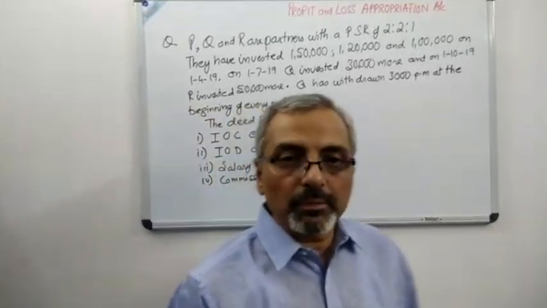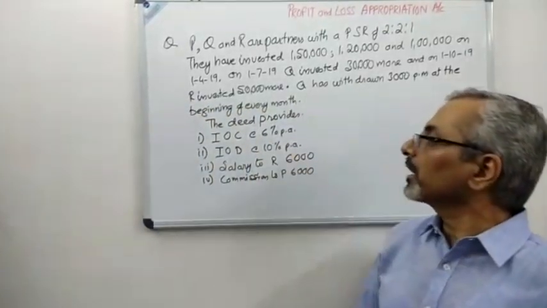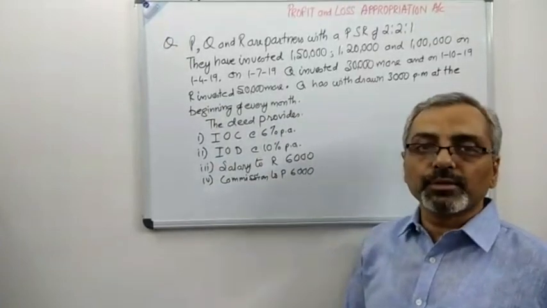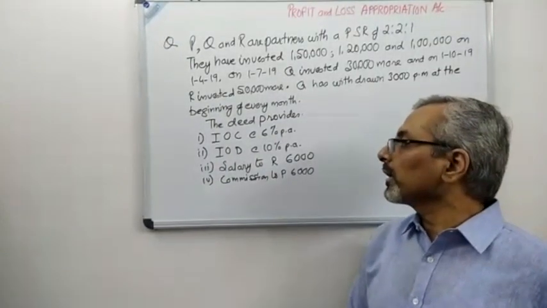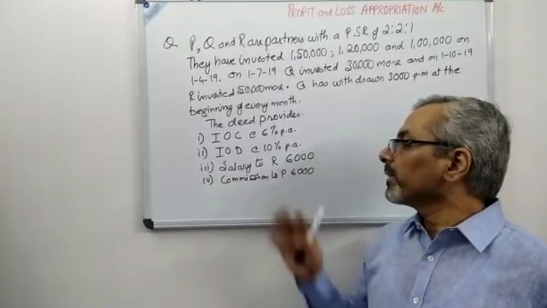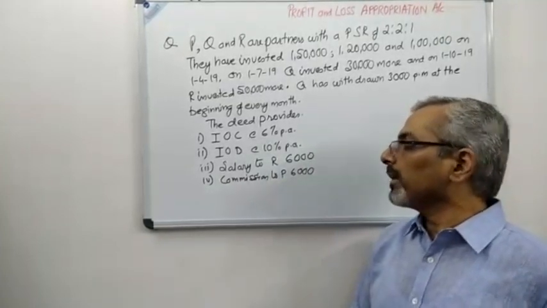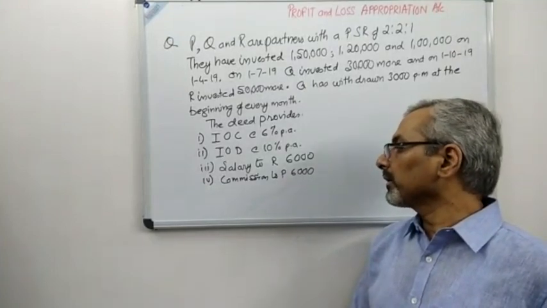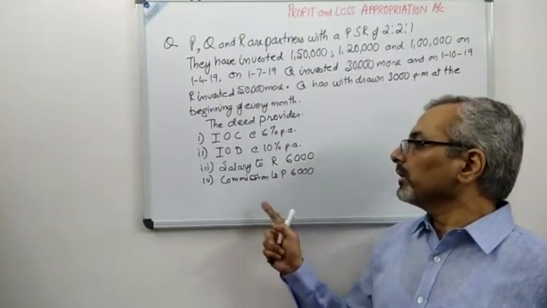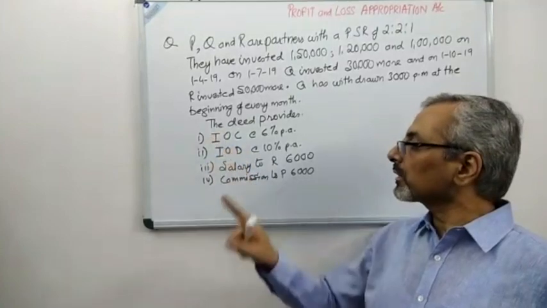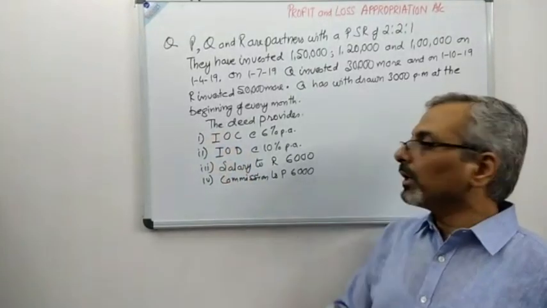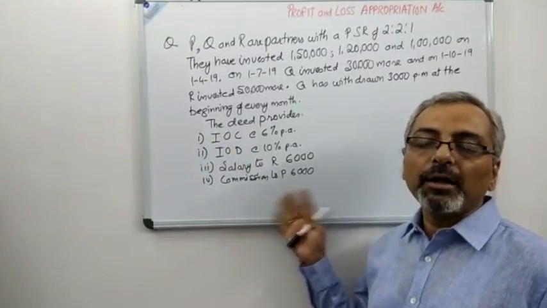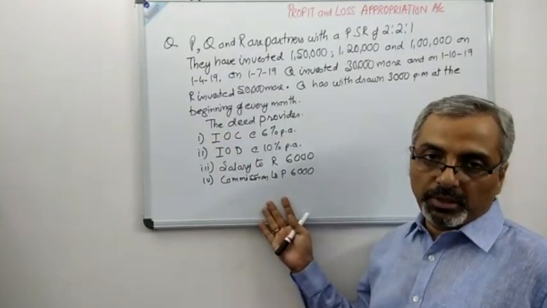Now let us see what the partnership deed has provided. The partnership deed has provided interest on capital at the rate of 6% per annum. Number 2, interest on drawing at the rate of 10% per annum. Number 3, salary is given to one of the partners, that is R, 6,000, and commission is paid to one of the partners, that is P, 6,000. So over here there are three expenses, that is interest on capital, salary and commission, and there is one income, that is interest on drawing.